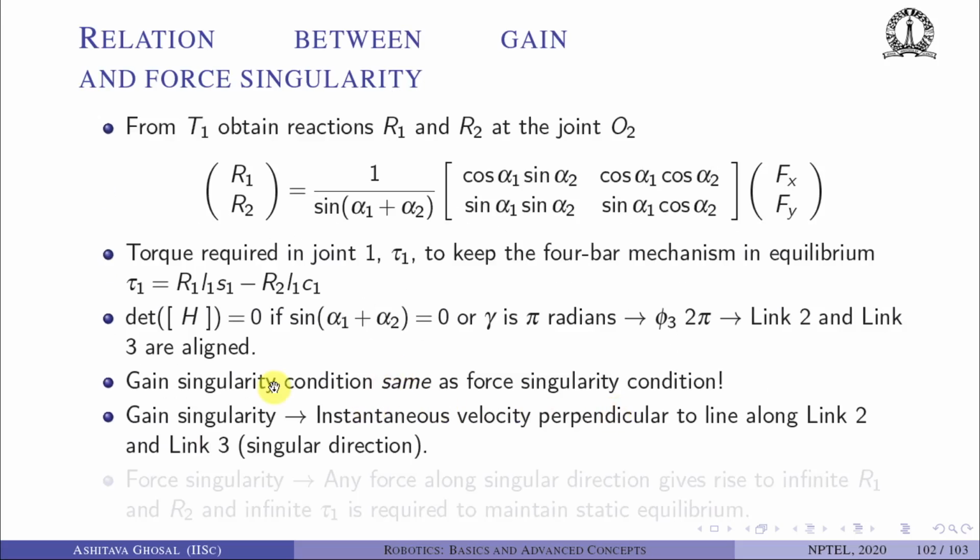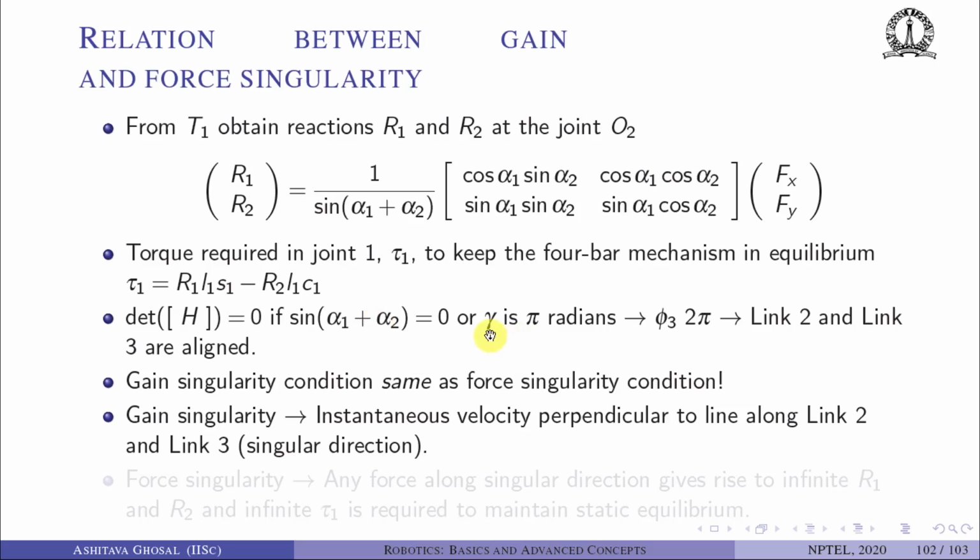So this is exactly the same as what was happening when you had gain singularity. So in the case of gain singularity with the theta 1 locked, the second link and the third link were aligned. Okay, so gain singularity is same as force singularity. So determinant of H equal to 0 is same as determinant of K star equal to 0.